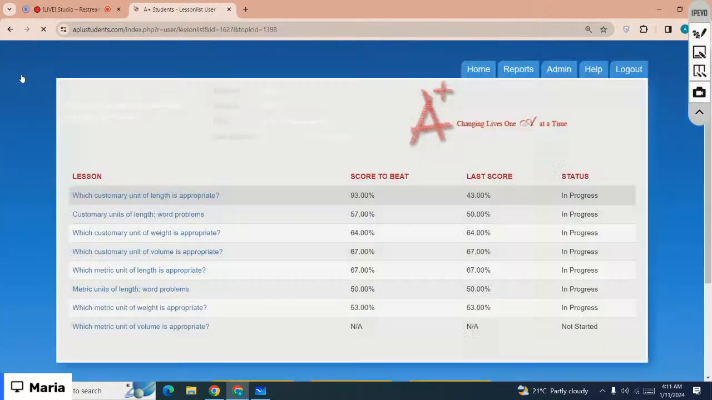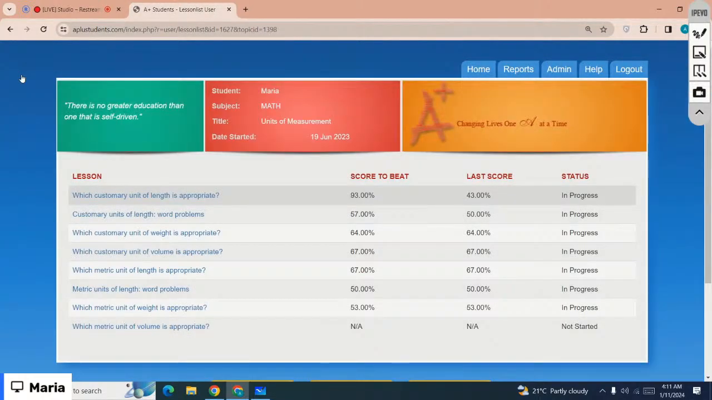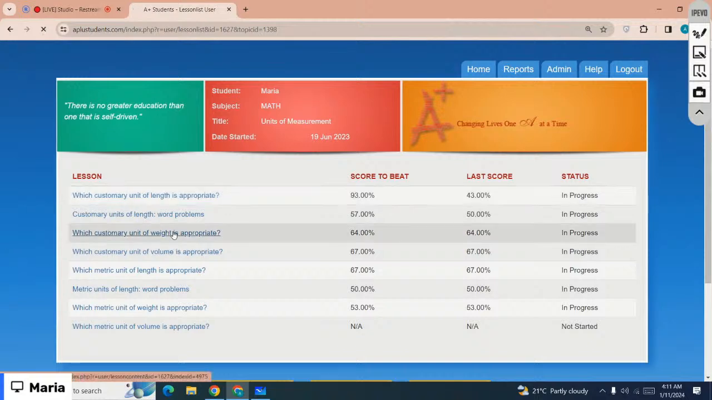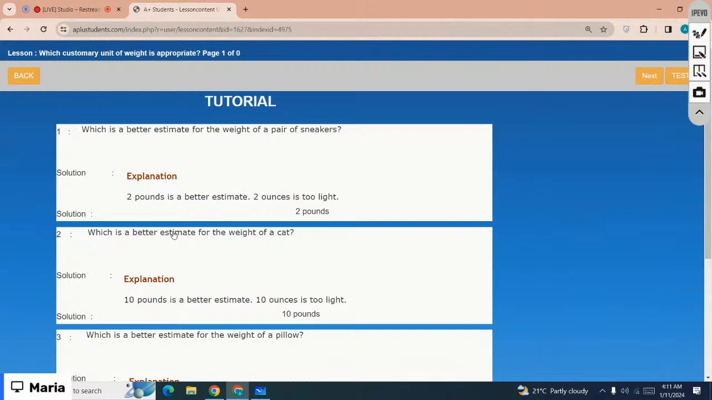The next lesson is customary unit of length word problems. You can do the word problems on your own. We're going to start with the next one, which customary unit of weight is appropriate. The lesson we have just covered was on units of length. Now we're going to start with units of weight. Let's start with the test questions.